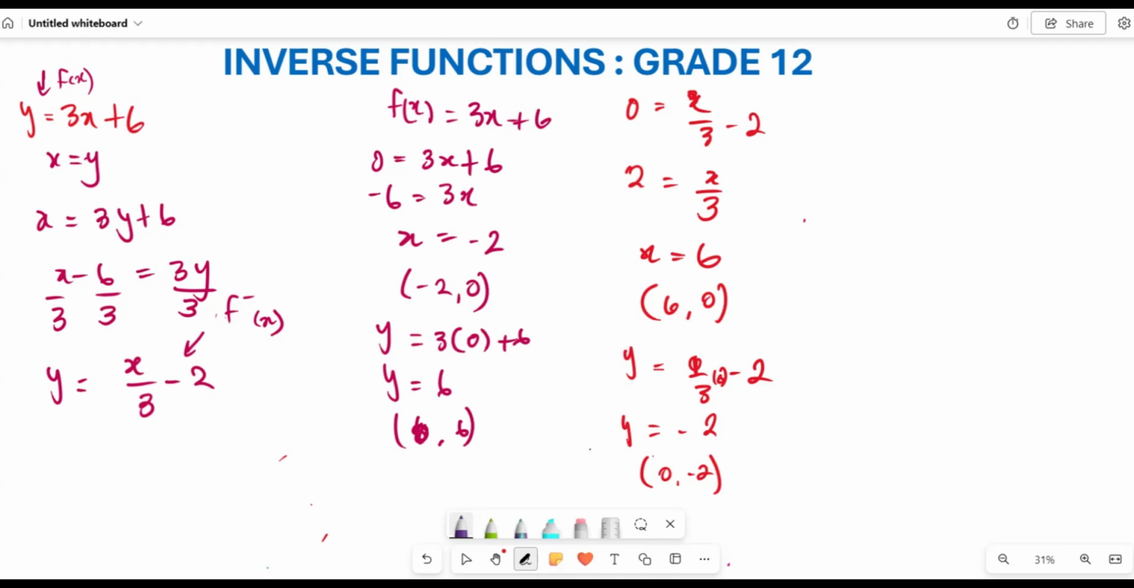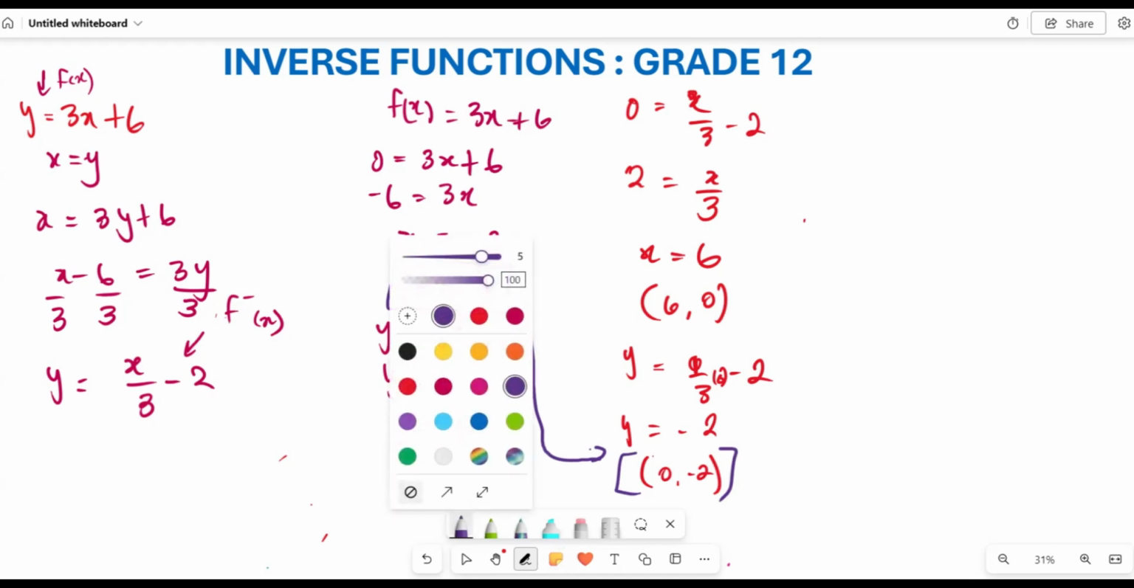Now, I want you to compare and contrast. Look at the x-intercept of your original straight line function, and look at your y-intercept of this, right? Surely there's something that you can see here, right? Even if I can say also come over here, right?